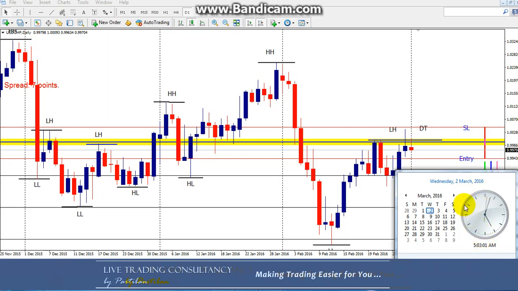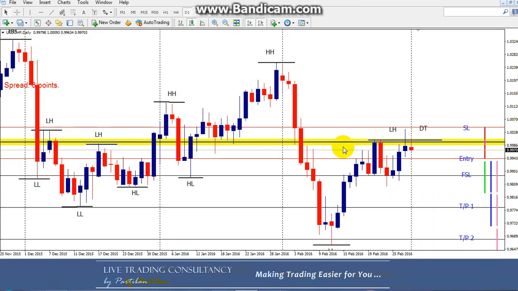It's 5 a.m. I've spotted a very good opportunity in USD/JPY, USD/CHF and GBP/CHF. I'm going to explain the setup. I spotted this opportunity in the daily chart.